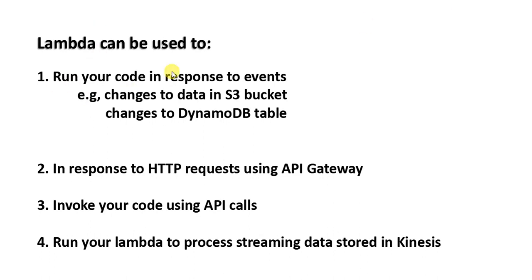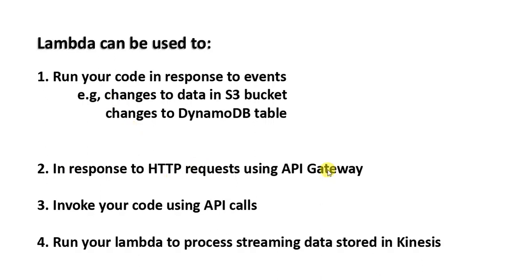You can run your Lambda in response to events in your other AWS services. For example, if some change to the data happens in your S3 bucket, you can configure your Lambda to get triggered on any change that happens in the bucket. So your Lambda will run in response to that S3 event. Similarly for any changes to a DynamoDB table.